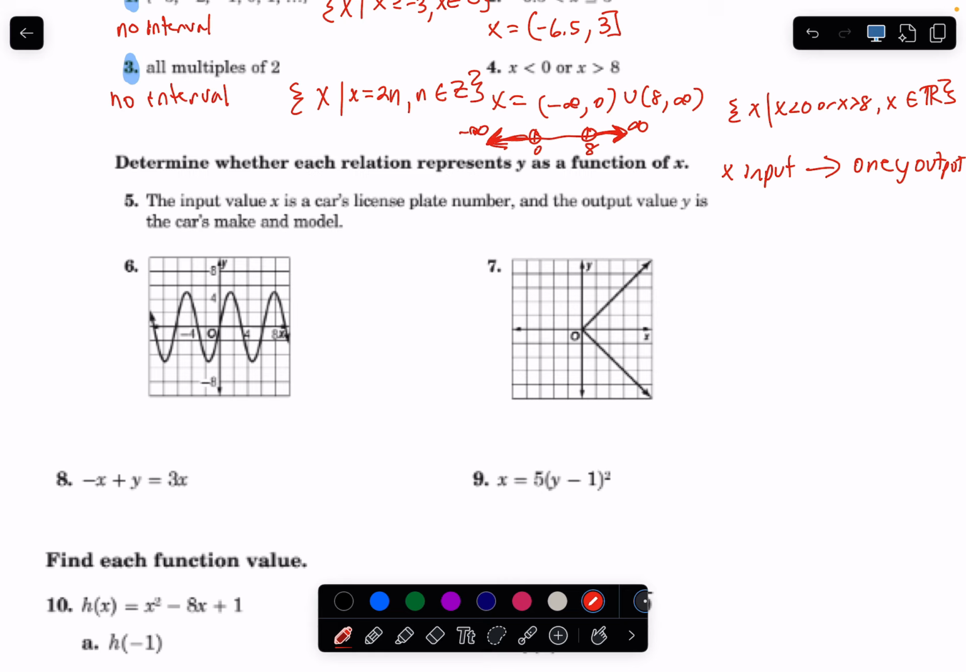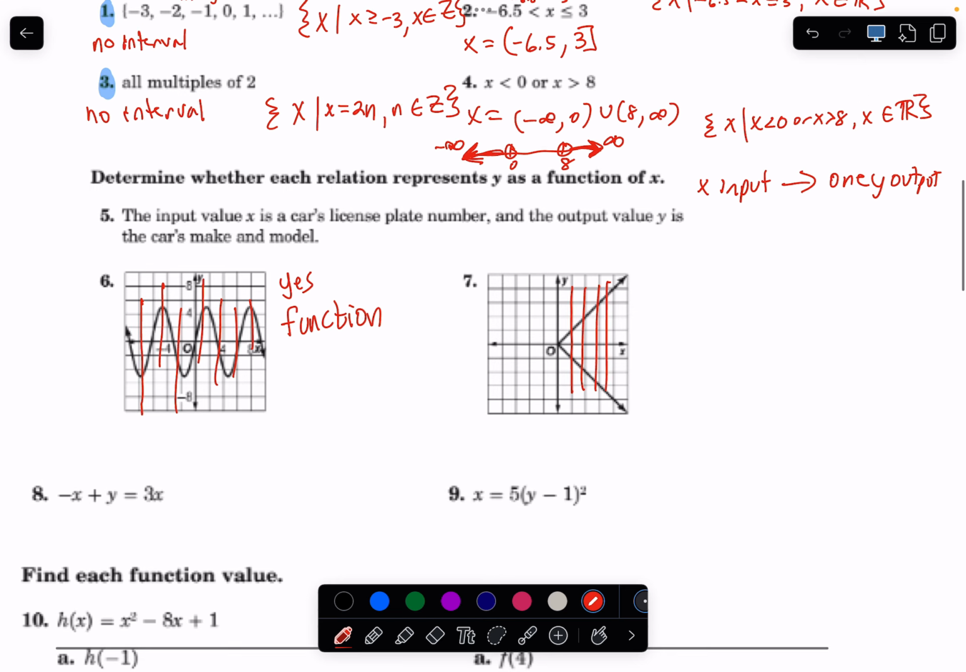6 and 7, you can use the vertical line test. Vertical line only hits it once. Vertical line only hits it once. Vertical line only hits it once. No matter what, that's a function. That's yes. That's a function of x. Here, a vertical line, there's quite a few places, really an infinite number, that it hits it twice. So that's not a function. So the vertical line test is a great way to really determine what's going on.